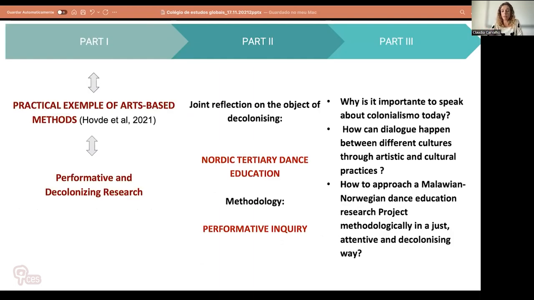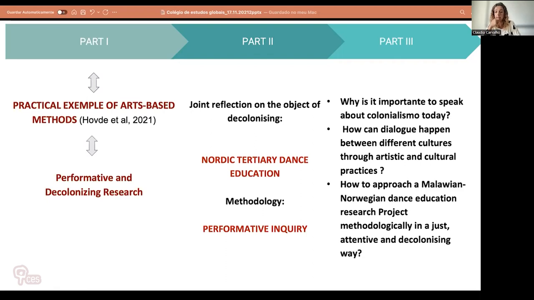Okay, so in terms of specific examples of how this experience may happen, I'll share with you one, a practical example of arts-based methods that is shared in one of the references I showed you in the beginning, and it's about performative and decolonizing research. It's a reflection on a Nordic tertiary dance education approach, which uses performative inquiry to develop work with different types of participants that come from different sectors: academic participants, but also artists, and also residents and local people. So it tries to articulate different perspectives.